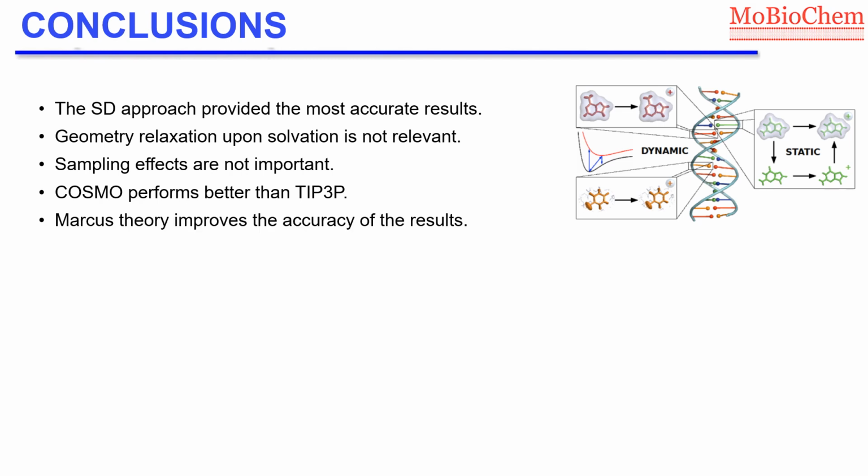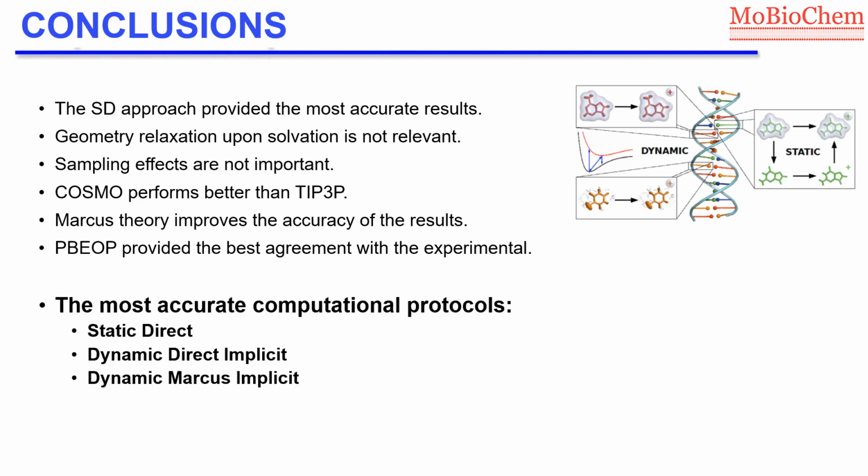The introduction of Marcus theory improves the accuracy of the results, concretely in the explicit solvation model case. Over the functionals that have been tested, PBE0P is the best one for the computation of the redox properties of nucleobases. Thus, if we put all this information together, the best choices are the use of PBE0P, COSMO, and Marcus theory in the case of dynamic approaches. So the best protocols are the following.